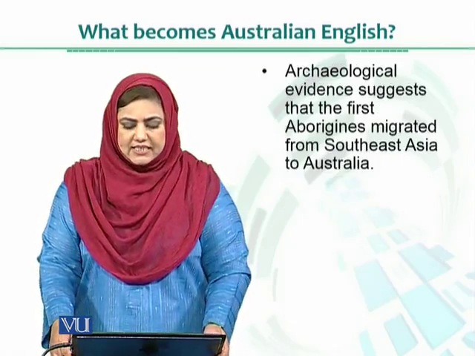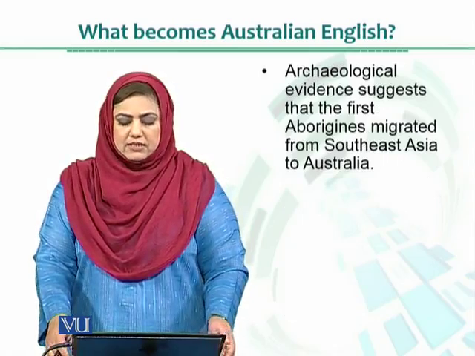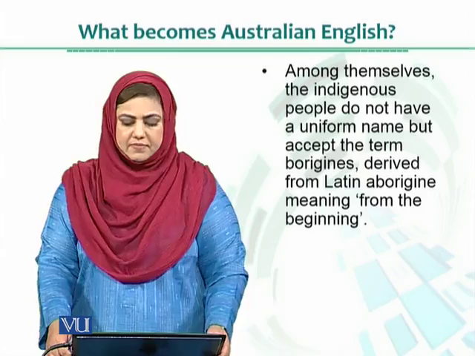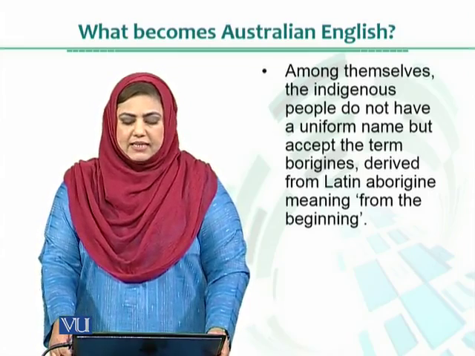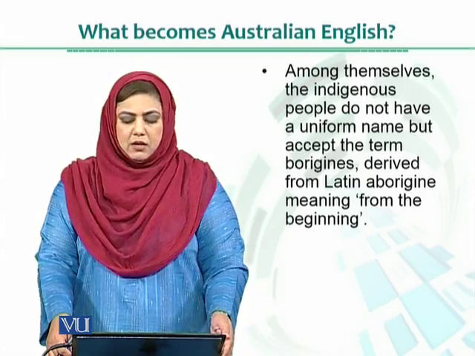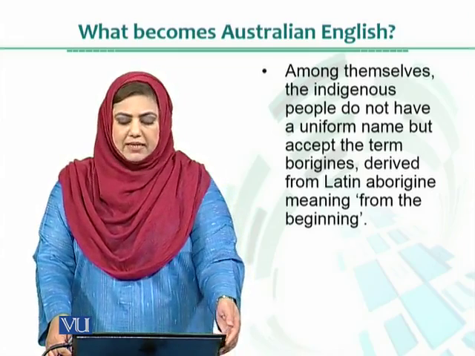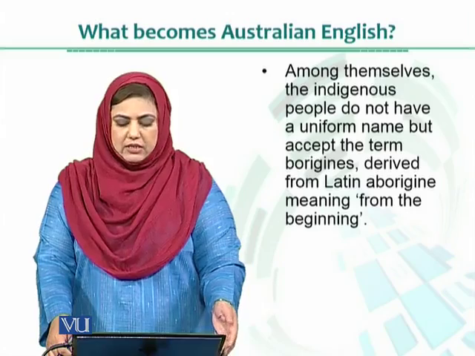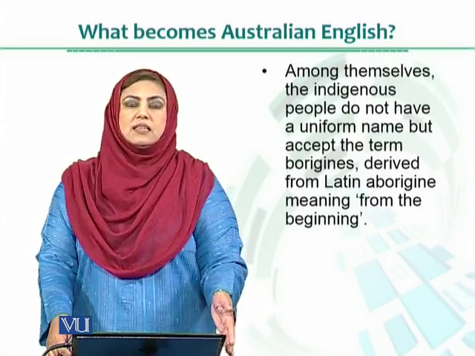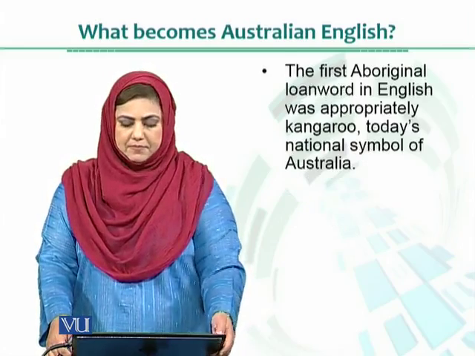Archaeological evidence suggests that the first Aborigines migrated from Southeast Asia to Australia. Among themselves, the indigenous people do not have a uniform name but accept the term Aborigines, derived from the Latin word aborigine, meaning from the beginning. So these were the settlers here from the very beginning.